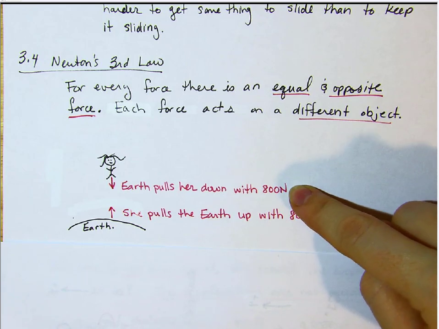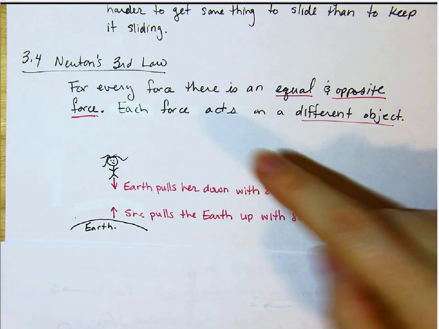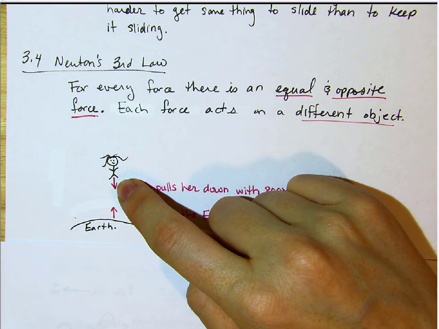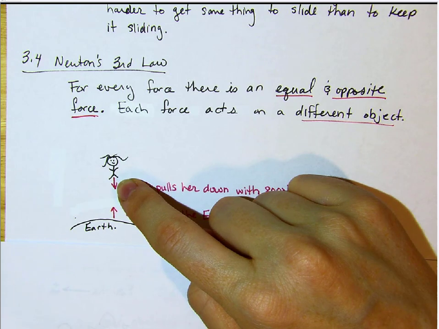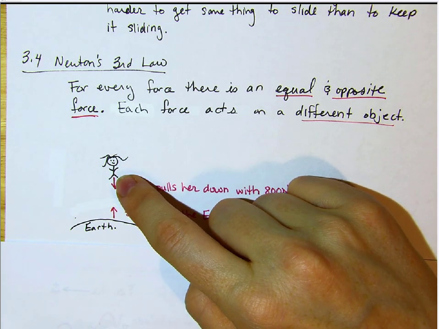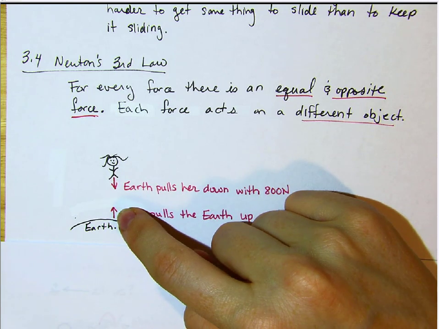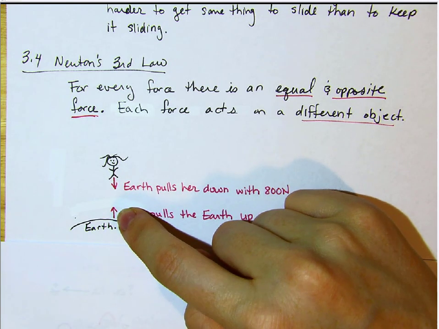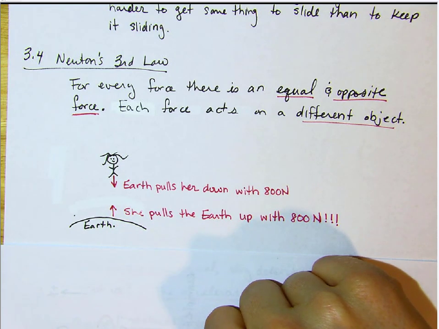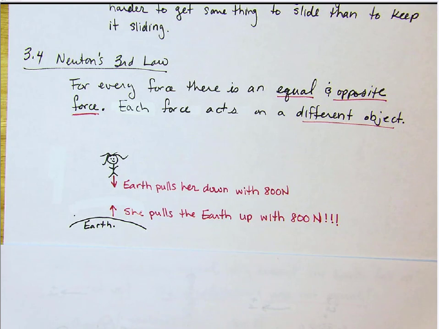But what Newton's third law tells us is that this force has a paired force, and that has to be equal and opposite and act on a different object. So the paired force here is that the girl is actually pulling the Earth up with the same amount, 800 newtons. Another example could be the chair is holding you up with 800 newtons. So that means you are pushing into the chair with 800 newtons.